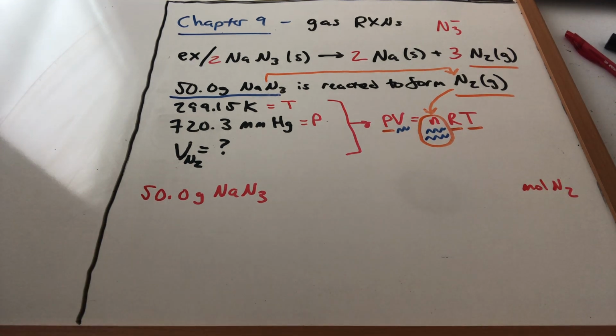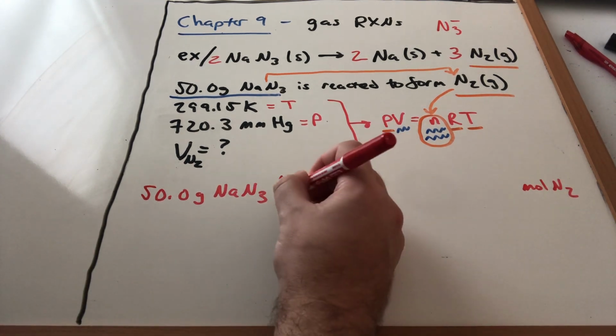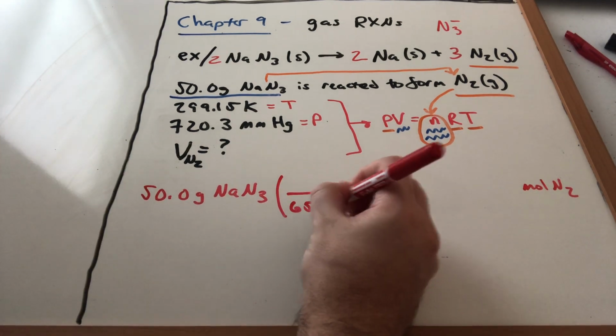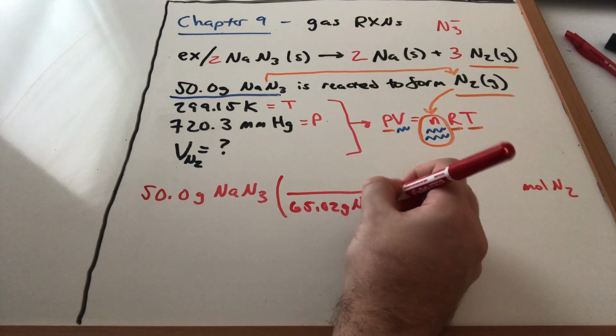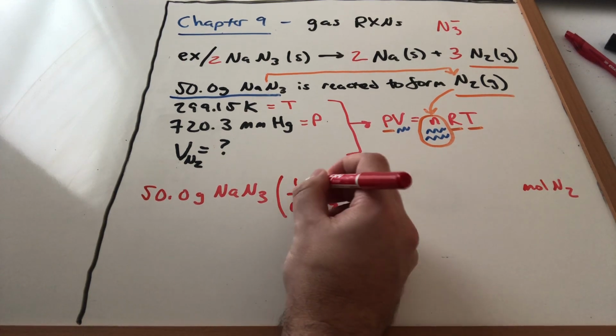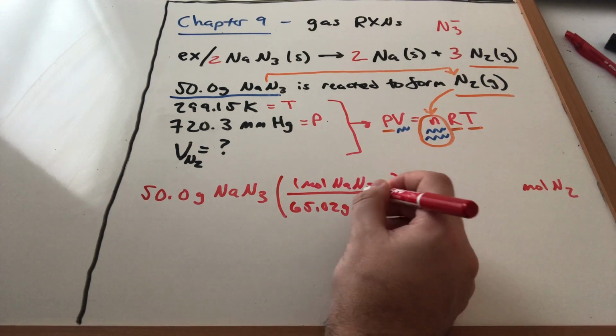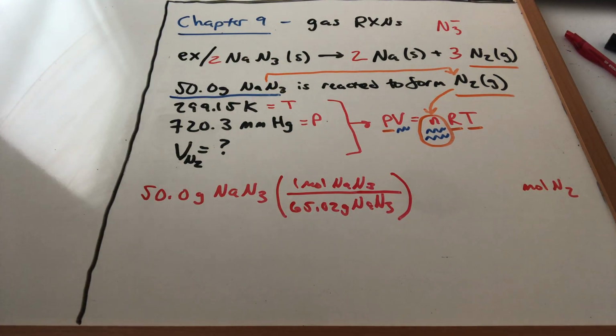I need the molar mass of NaN3, right? And so when I look at the periodic table and I do that, I get 65.02 grams of NaN3 for every 1 mole of NaN3. Now, this isn't a limiting reactant problem. In fact, there's only one reactant, and it completely goes away to generate nitrogen, right?